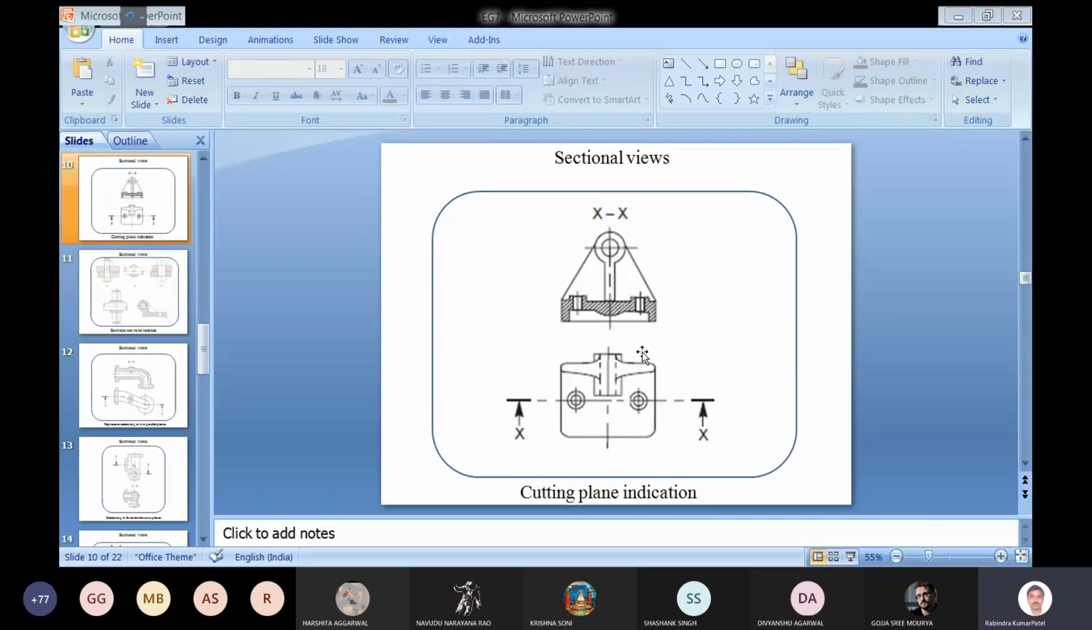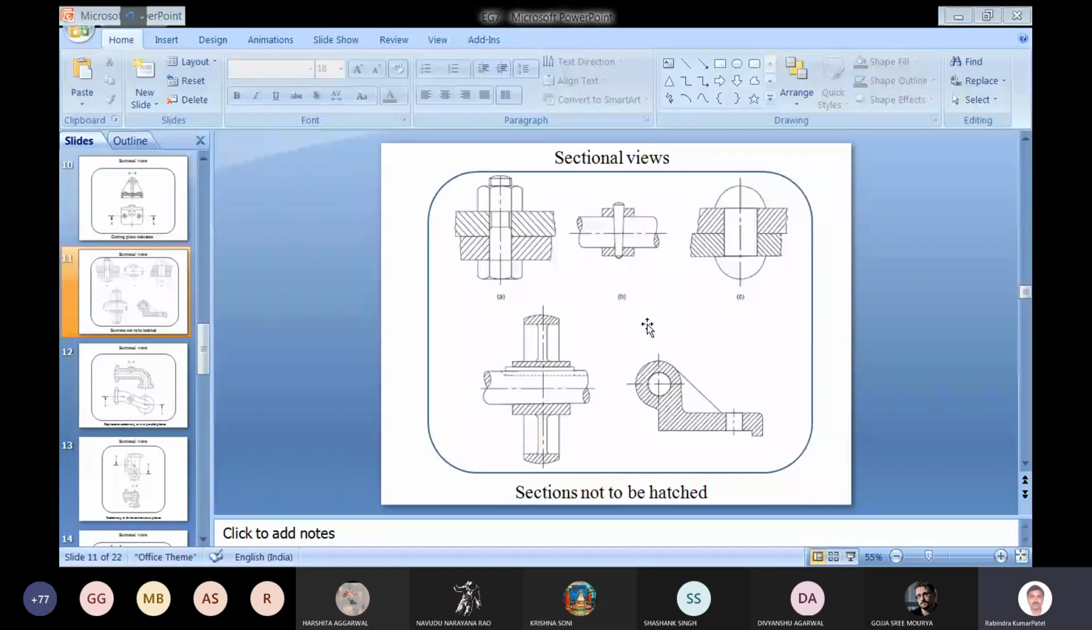Here a cutting plane indication has been given. Cutting plane line, I have already talked about that the cutting plane line is a chain line which is thicker at the ends and shown with the identification letter and the direction of viewing. So this is the direction of viewing in which an arrow has been marked, and these are the identification letters X X. So we have the XX section here which is shown.